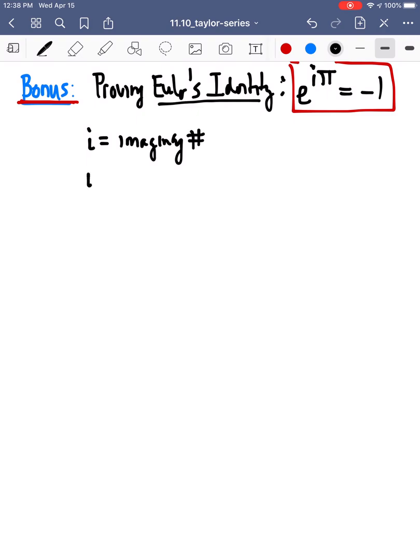When we square i, this quantity of i squared is equal to -1. When we cube i, as in i cubed, this is equal to -i. When we take i to the 4th power, that's going to be equal to 1. i to the 5th power would then just be i times 1, because we can break it into i to the 4th times i, and that's just going to be equal to i.